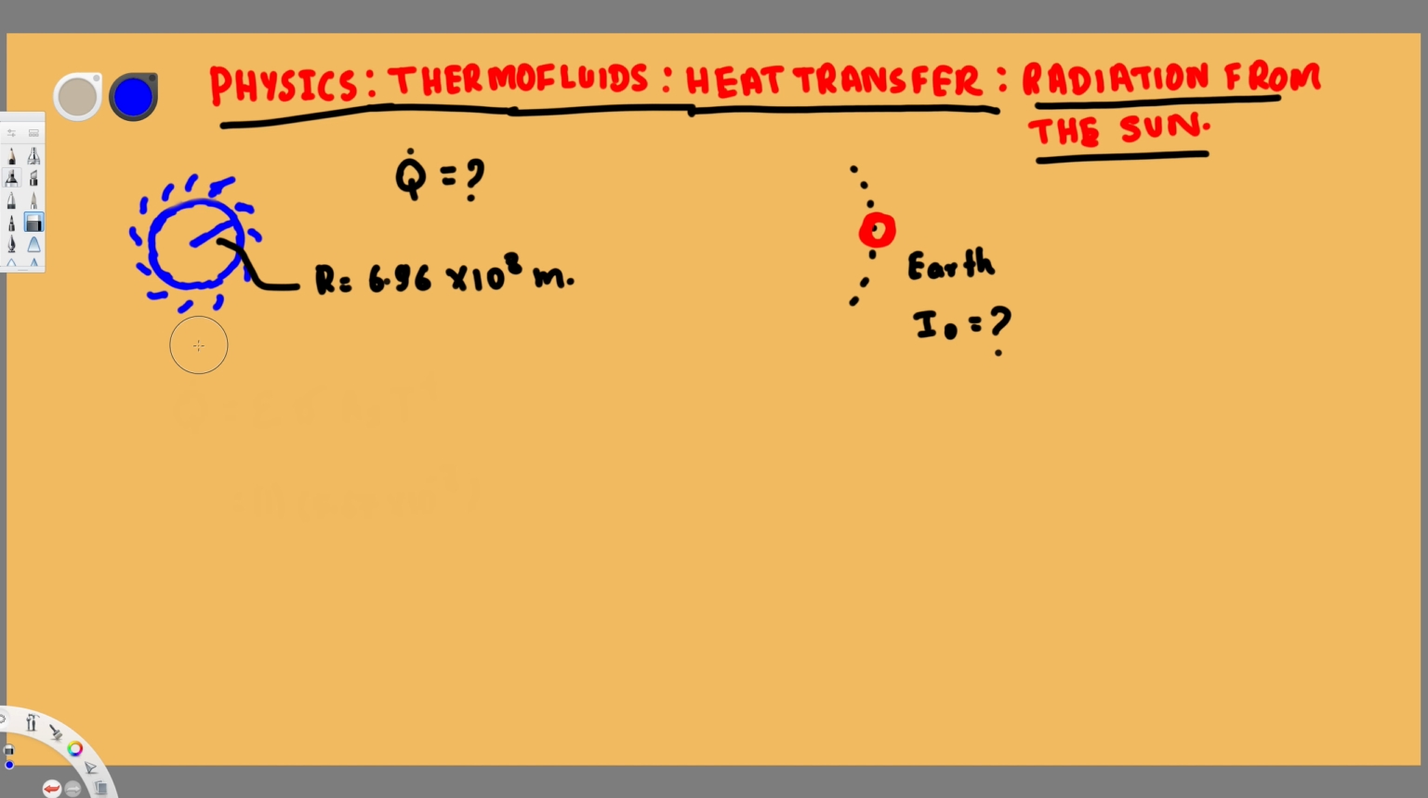Hey guys, let's do this problem right here. This question is asking to find the amount of heat radiated from the sun, and also, by the time it reaches the earth, what's going to be the intensity of that heat energy. Now, to find the radiation heat transfer rate, we have to use this equation.